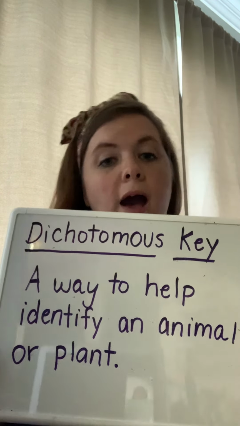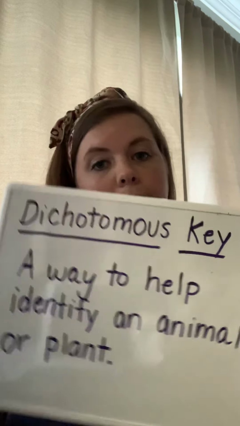So now that you have your leaves, we're going to talk about the dichotomous key, which is a way to help identify an animal or a plant. So you could have biologists using a dichotomous key to try and figure out what plant they have found in the woods. You could have a paleontologist using a dichotomous key to try to identify what type of dinosaur bone they found. Dichotomous keys are very helpful when dealing in science.